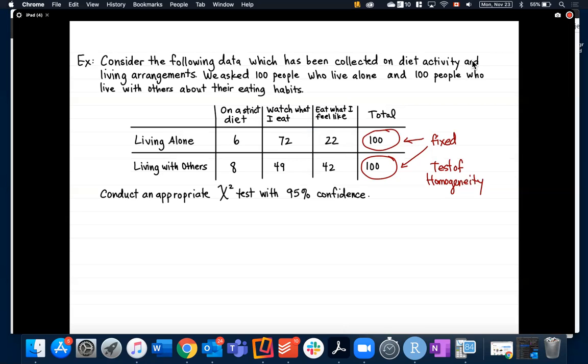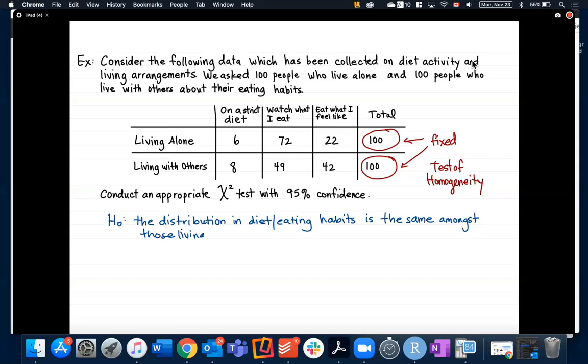So in particular, the null hypothesis is going to be that the distribution in diet or eating habits is the same between the two different living arrangements. So I'll write that here. The distribution in diet or eating habits is the same amongst those living alone and those living with others.